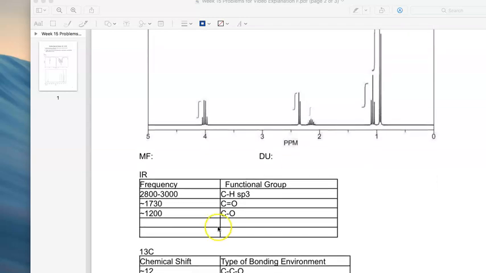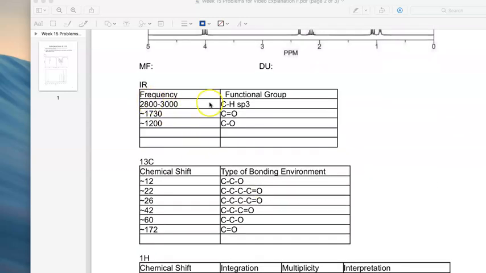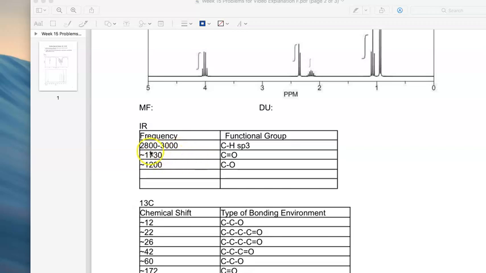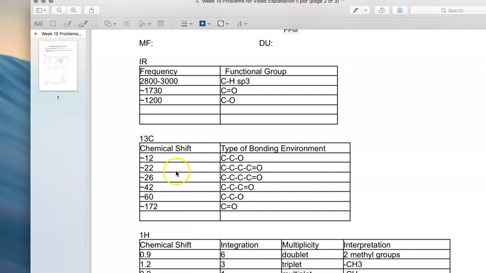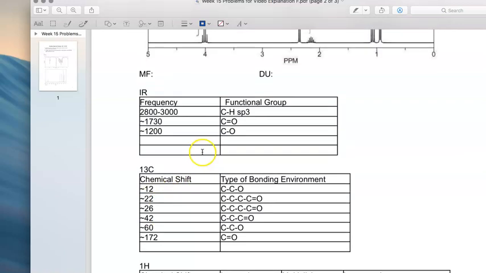So as you can see, with our graphs, my IR frequencies I labeled found between 2800 and 3000 was our CH sp3. Roughly around 1730 was our carbon double bonded oxygen, and then at 1200 was our carbon single bonded oxygen functional group. On our CNMR, my chemical shifts were approximately 12, 22, 26, 42, 60, and 172. And then these are the bonds that they are associated with.